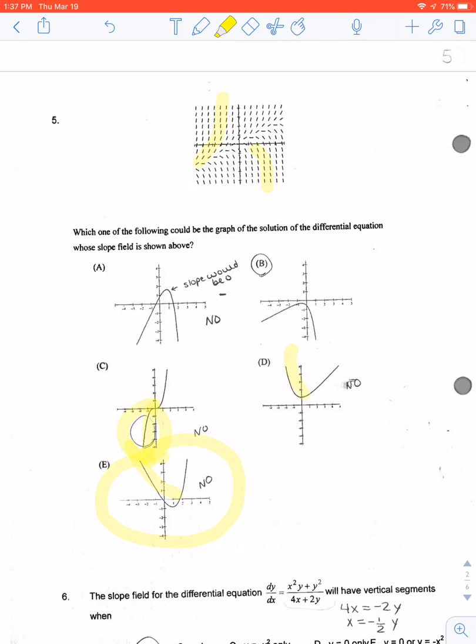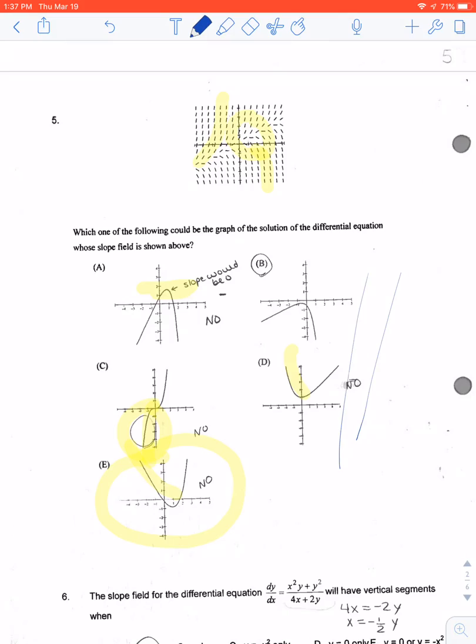And for both of them, I'm not really sure which one's going to work, but I can tell that this would have a horizontal tangent. So I know at the point (1, maybe 1.5), the slope would have to be 0, and it's not. Okay, so I can just try to figure out based on those values. So the answer for number 5 was B.